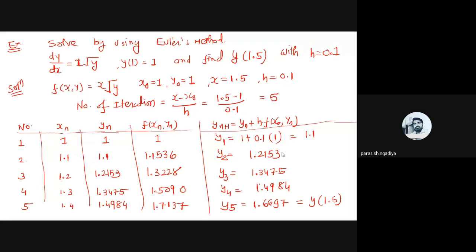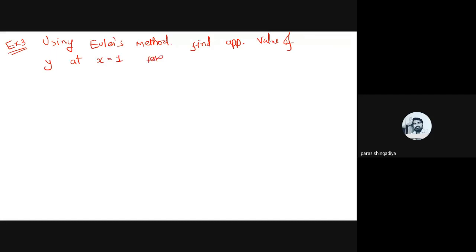Let us take another example using the Euler method. Example number 3: using Euler's method, find the approximate value of y at x is equal to 1, taking h is equal to 0.2.